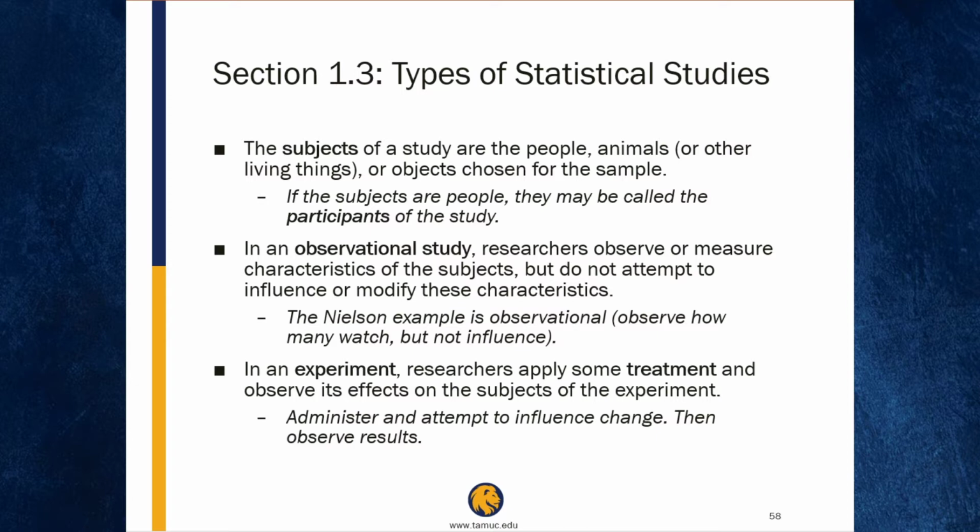In an observational study, researchers observe or measure characteristics of the subjects, but do not attempt to influence or modify these characteristics. Like the Nielsen example of surveying for who watches the Super Bowl, it's strictly observational. They observe how many watch, or they try to survey for how many watch, but they don't influence that number.